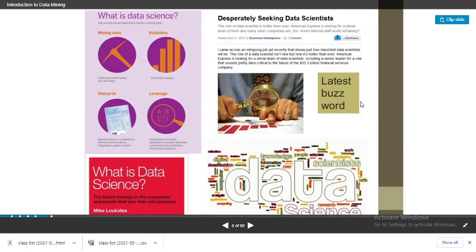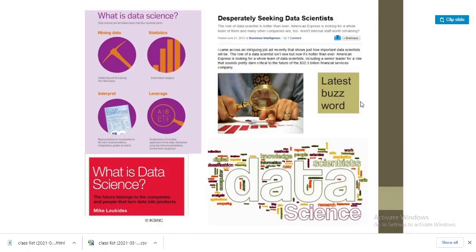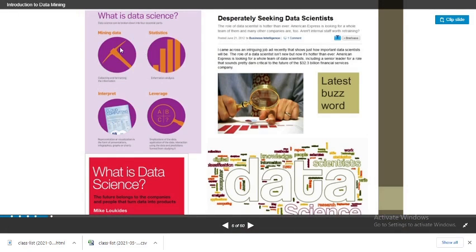See here now. This is not exactly there in your syllabus, in general. What is data science? Data science is nothing but a combination of all these four. Data mining is a part of data science. Statistics is also part of data science. Leverage is also part of this data science, meaning this is A, B, C.